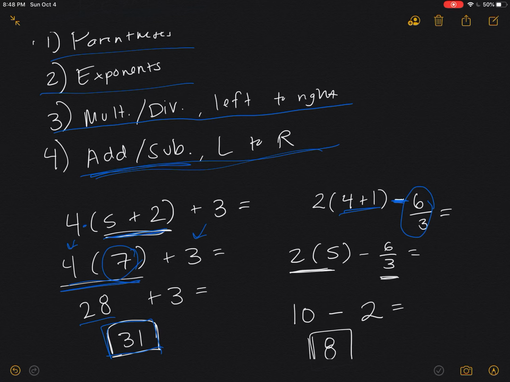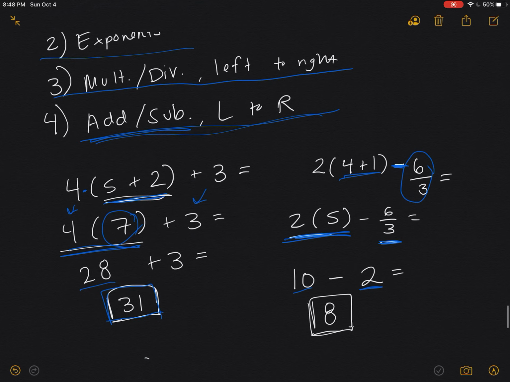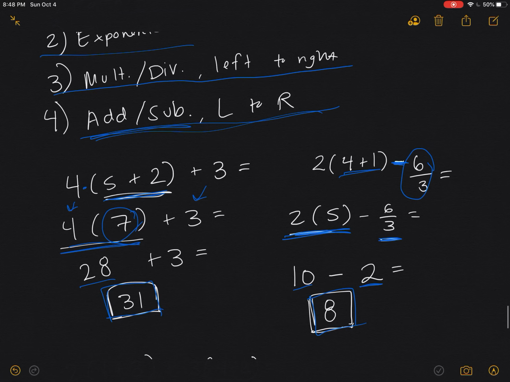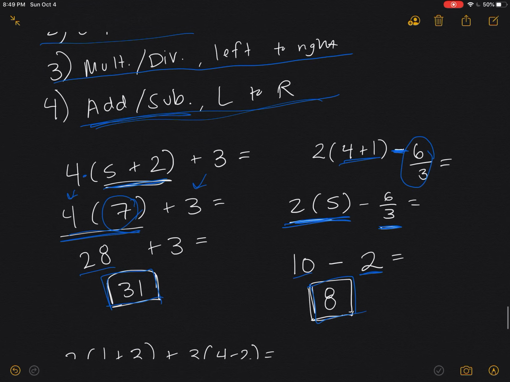Then I'm going to do multiplication and division from left to right. So I don't do division first, multiplication first, or anything. I just go like I'm reading. So I'm going to do this one first. 2 times 5 gives me 10. 6 divided by 3 gives me 2. And now I can do addition and subtraction. So in this case, it's just 1 subtraction, and I get 8.